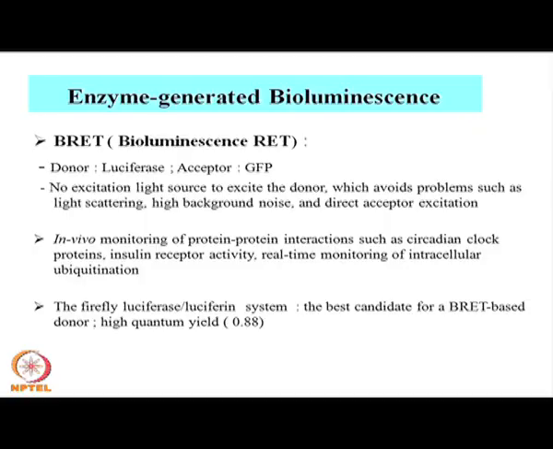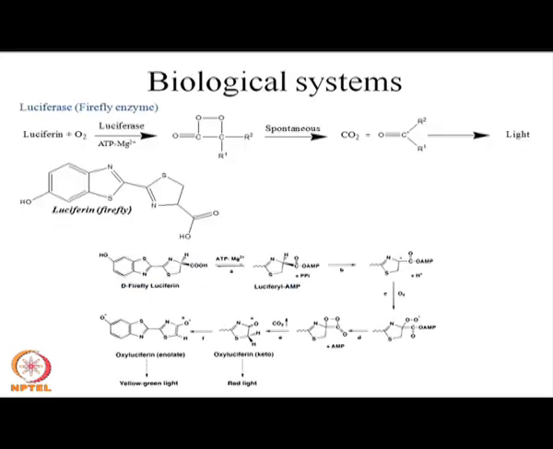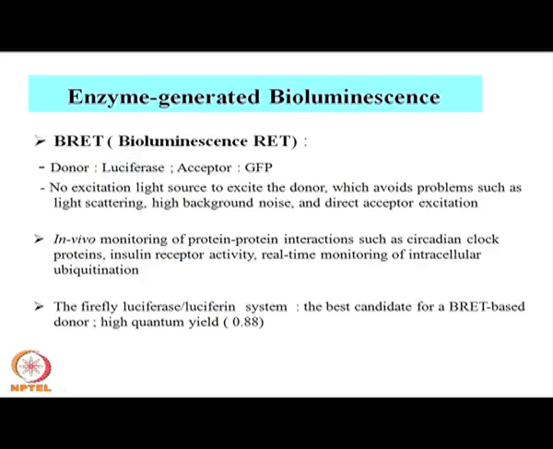Let us see what is the use of bioluminescence or enzyme generated bioluminescence? You see that here it is also enzyme mediated bioluminescence. Enzyme mediated bioluminescence means you have luciferin plus O2, luciferase, ATP, Mg2 plus giving rise to light. So, it is enzyme generated bioluminescence. So, it has got an application in bioluminescence resonance energy transfer. In this case, your donor is luciferase, okay, and acceptor is this GFP, green fluorescent protein.